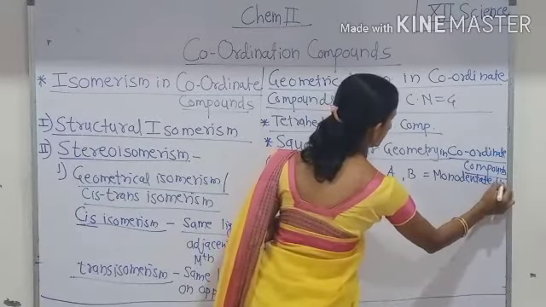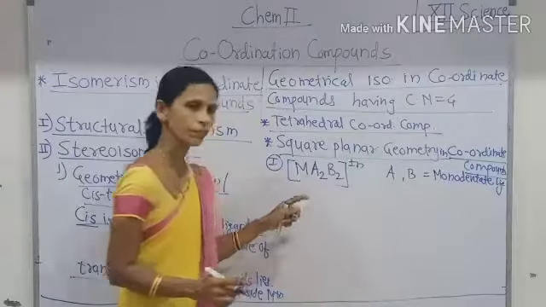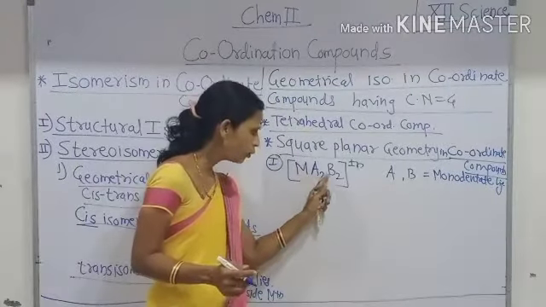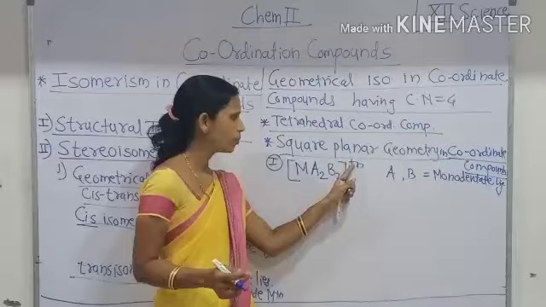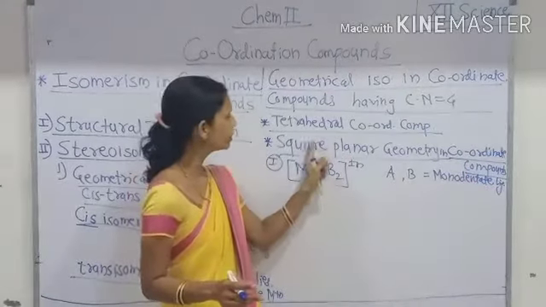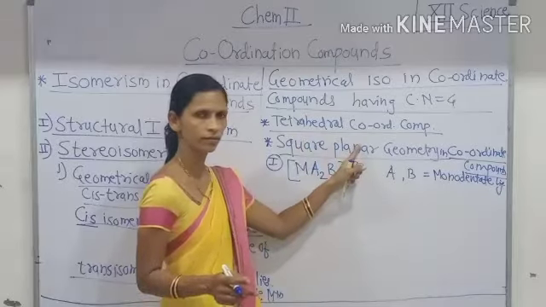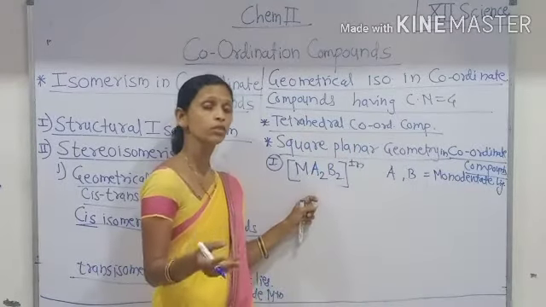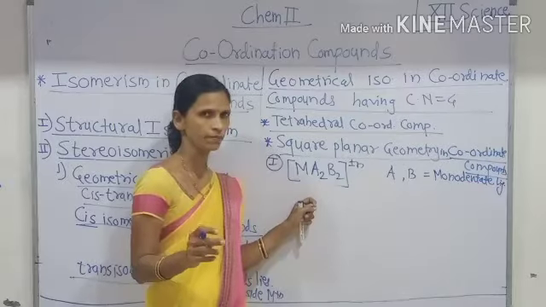Monodentate ligands. See here, Ma2B2 type plus minus n, that type of coordinate compound which has square planar geometry. These show cis-trans isomerism.